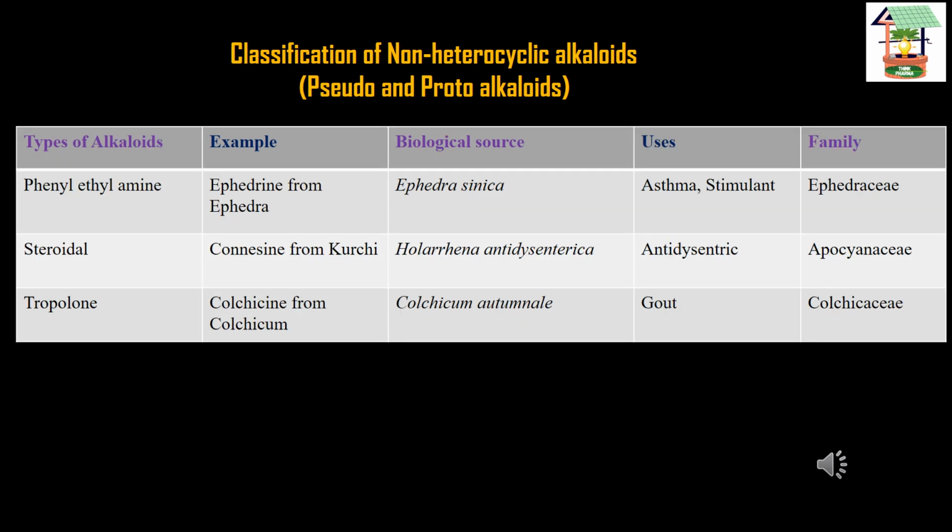And then moving on to the next slide, this is the classification of non-heterocyclic alkaloids, pseudo and proto alkaloids. Before, we did the classification of heterocyclic alkaloids, that is true alkaloids, right? And this is the classification of non-heterocyclic alkaloids, that is pseudo and proto alkaloids. Examples are phenylethylamine, steroidal alkaloids, and tropolone alkaloids. All these are examples of pseudo and proto alkaloids. As we have discussed before, you have to be ready and give more importance to the types of alkaloids, biological sources and their family.